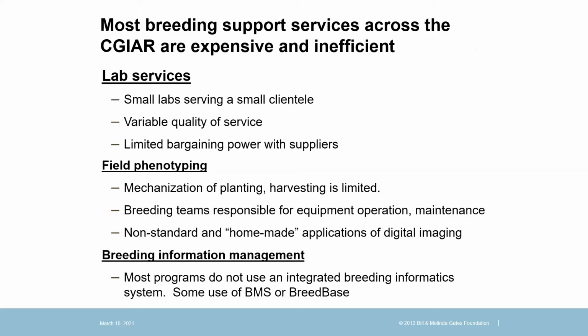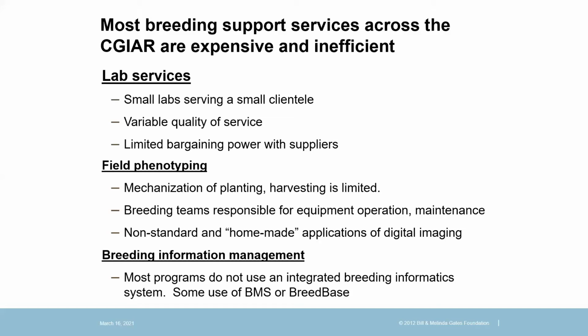And in general, these support services in the relatively small breeding programs and independently operating centers of the CGIAR have been pretty expensive and inefficient, and increasingly have acted as a drag on efforts to modernize the system, accelerate breeding cycles, increase population sizes and deliver a higher rate of genetic gain. The lab services that we offer in-house are designed to serve a small clientele in one or a few species. They're often not state-of-the-art in terms of service provision. And quite importantly, they have limited bargaining power with suppliers of equipment and reagents, so we don't necessarily get the best prices.